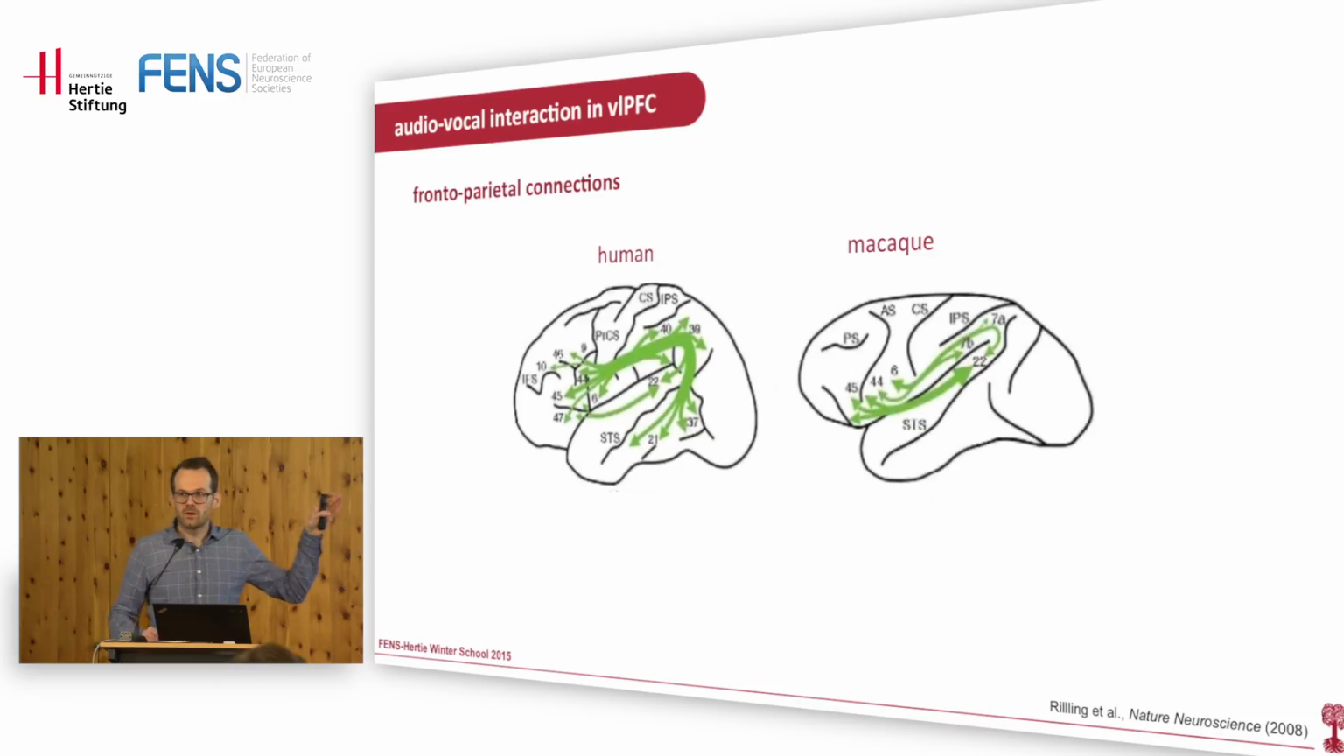I want to briefly talk about audio-vocal interaction on cortical levels, and whether we also find audio-vocal integration processes going on there. Vocal production on a cognitive level is the one thing we need for complex communication. But on the other hand, we also need auditory feedback, so that vocal communication can happen on a complex level.